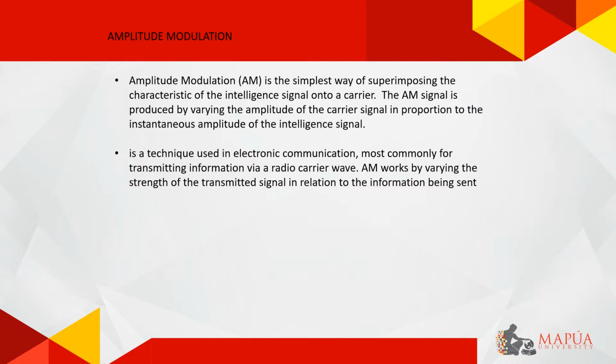Amplitude modulation is a process where the maximum amplitude of the carrier wave is made proportional to the instantaneous value of the modulating signal. In amplitude modulation, we are going to change the amplitude according to the signal waves, and only the amplitude of the carrier wave is changed.